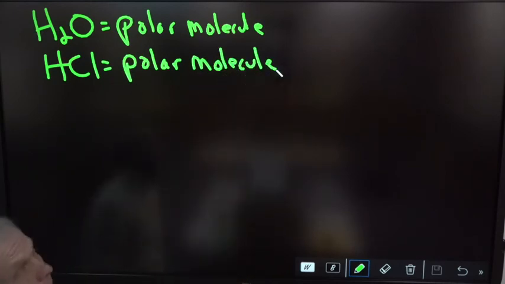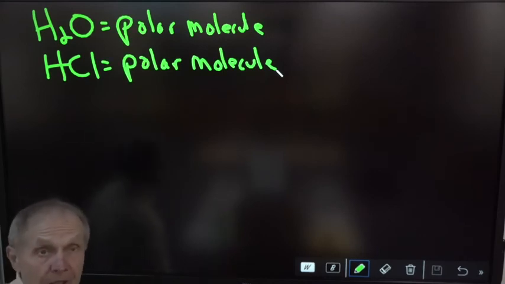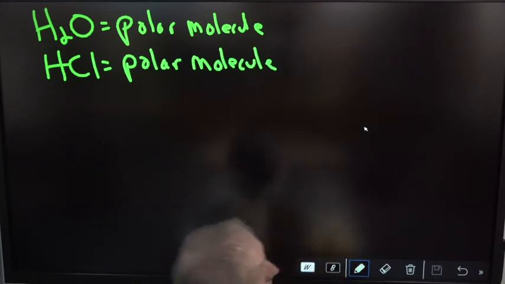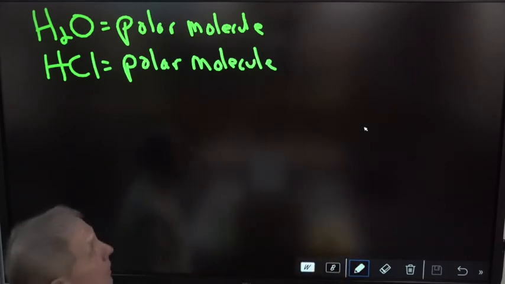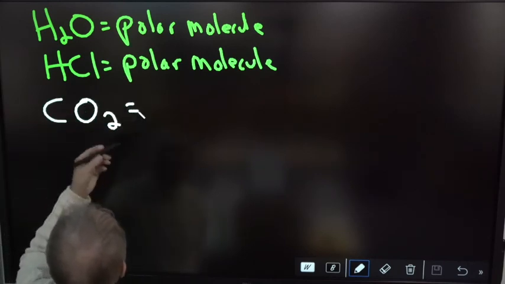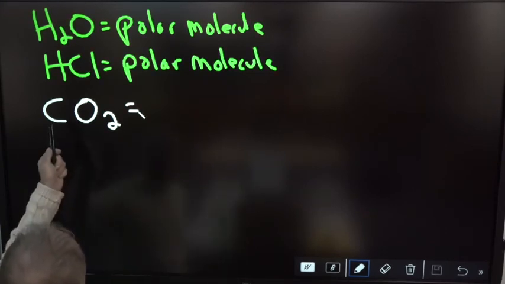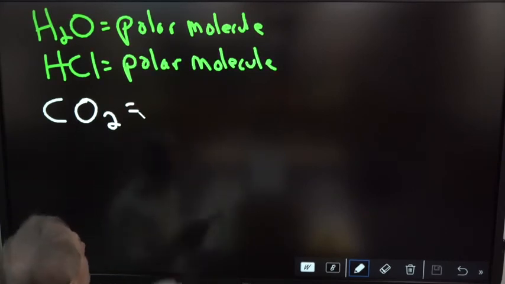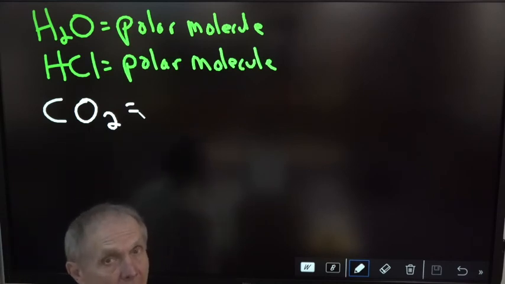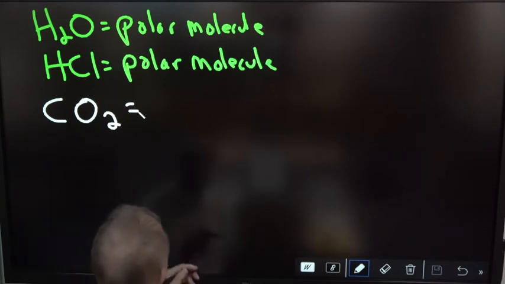Polar molecule. So both H2O and HCl have an asymmetrical charge distribution, or asymmetrical shape. They're both polar. Now, we're going to pick CO2. Well, CO2 is two nonmetals, so C and O have different electronegativities. So CO2 has polar bonds. But watch what happens when you electron dot CO2.